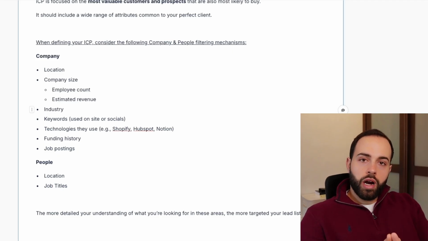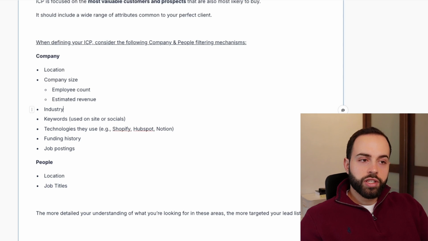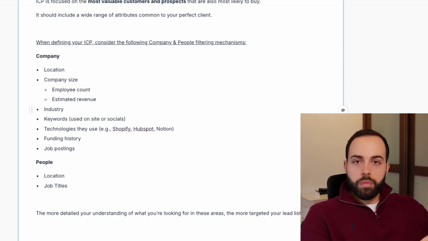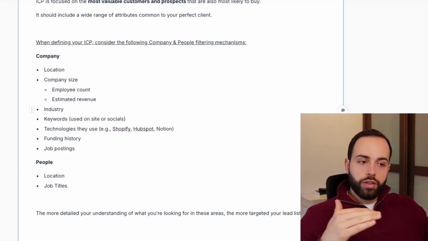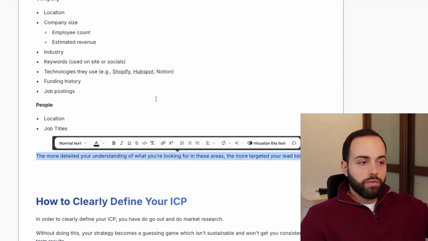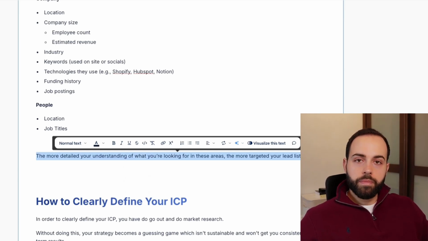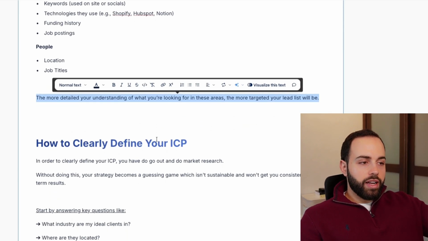So when it comes to the department, are they in the department of finance, the department of marketing, the department of operations? And then management level, are they a VP, a director, a manager, a C-level executive? So these are the two ways you can think about job titles. And the more detailed your understanding is of what you're looking for in these areas, the more targeted your lead list is going to be. So how do you actually clearly define your ICP?